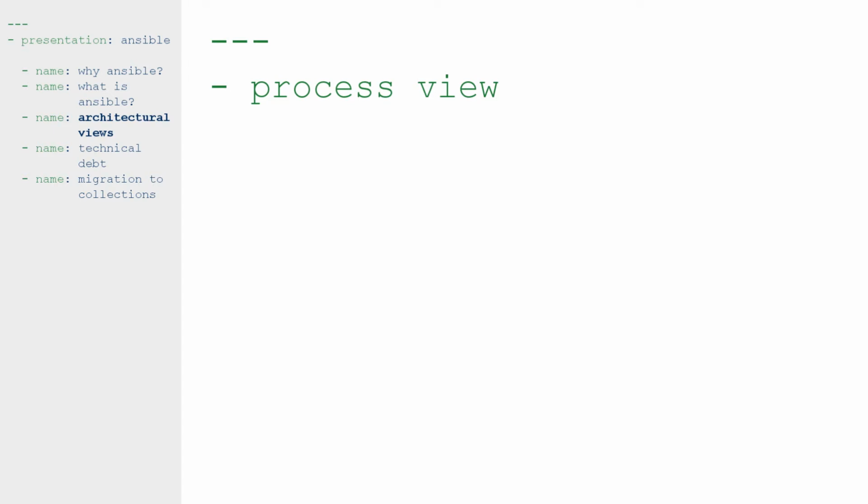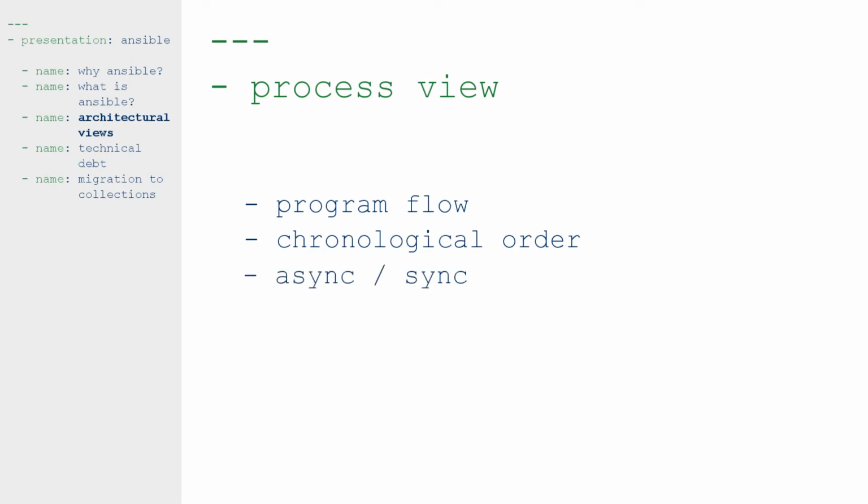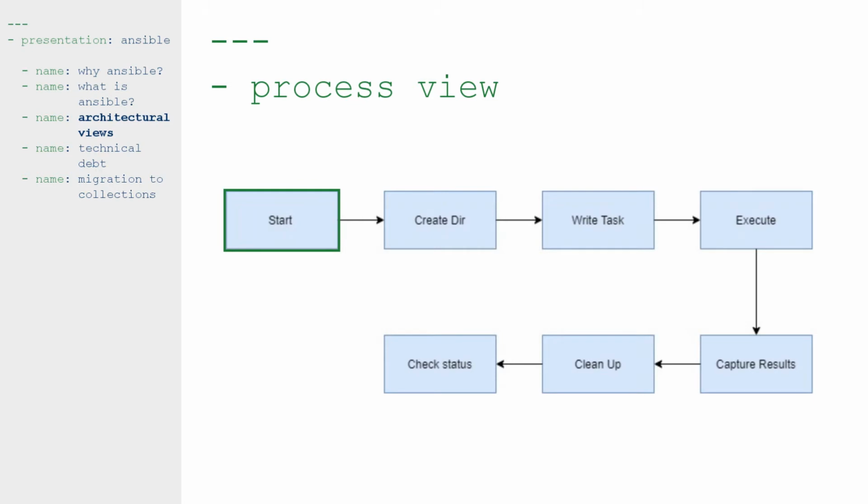So secondly, there's the process view. This will depict the general program flow, so the chronological ordering, or ordering in time, of the different tasks that the application has to do. Some of these tasks can be done asynchronously and some have to be done synchronously. This also becomes apparent from the process view. And of course, you can see the dependencies in time of the tasks on each other. So from this simple flow graph, you can see the general process view of an Ansible automation task.